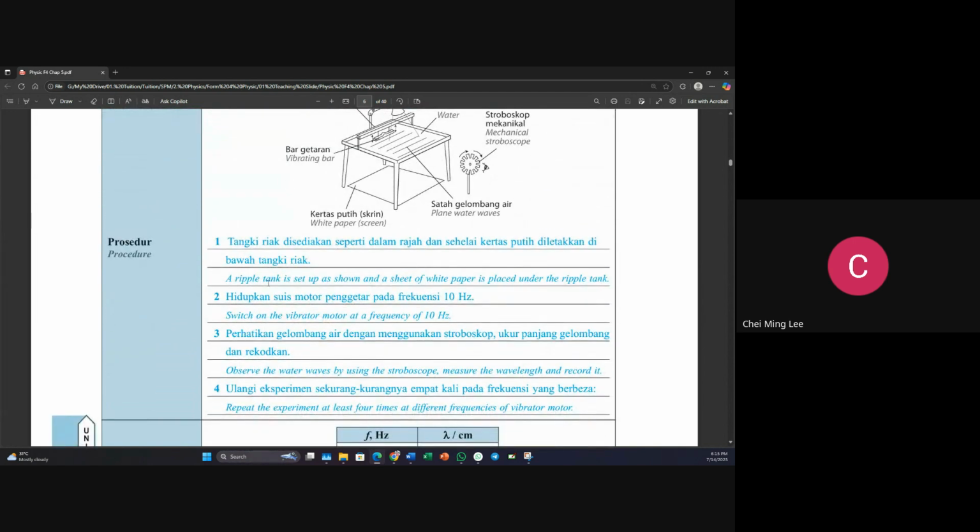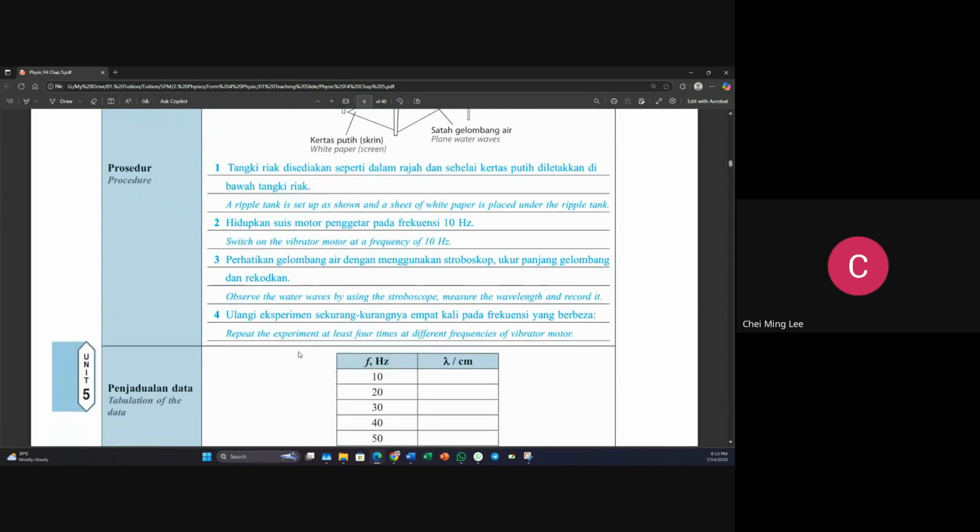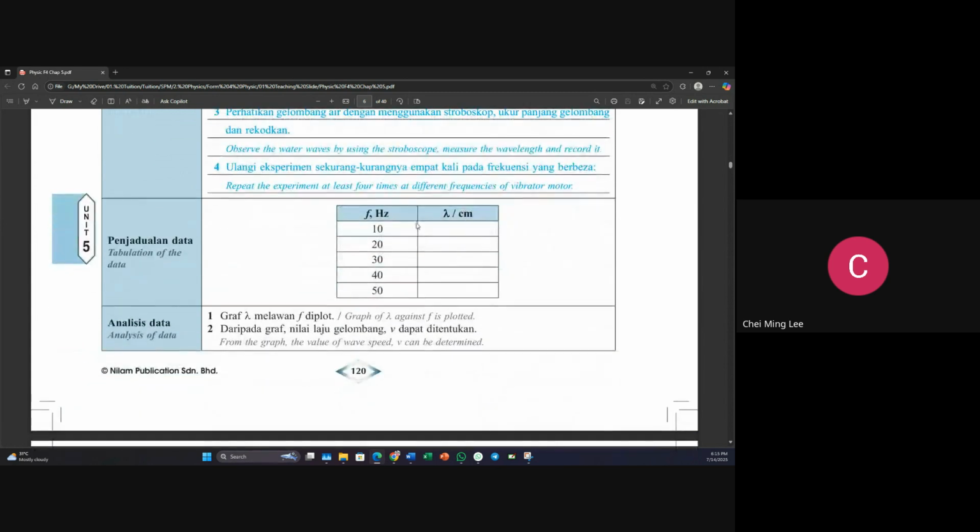A ripple tank is set up as shown, and a sheet of white paper is placed under the ripple tank. Then they switch on the vibrator motor at a frequency of 10 Hz and observe the water wave using the stroboscope, adjusting it to measure the wavelength and record it. Then we repeat at least 4 times at different frequencies. For this one, it's 10, 20, 30, 40, and 50.